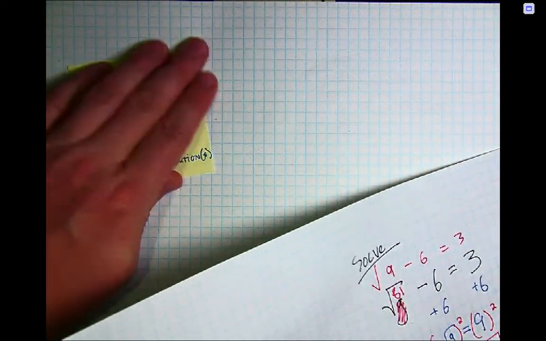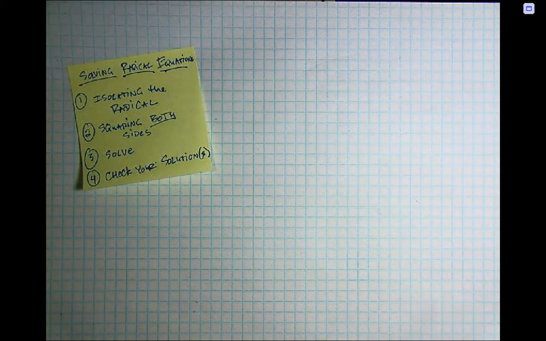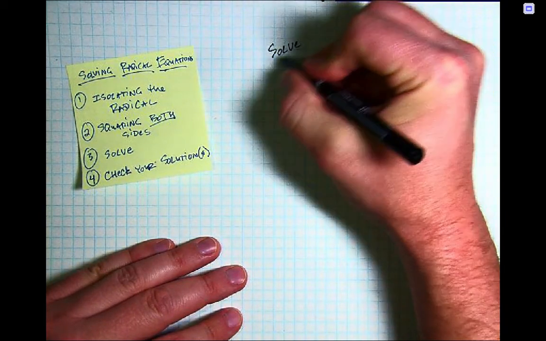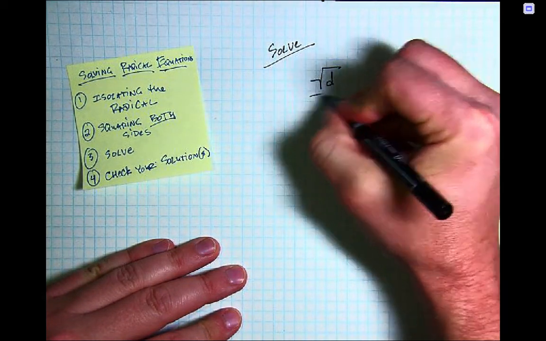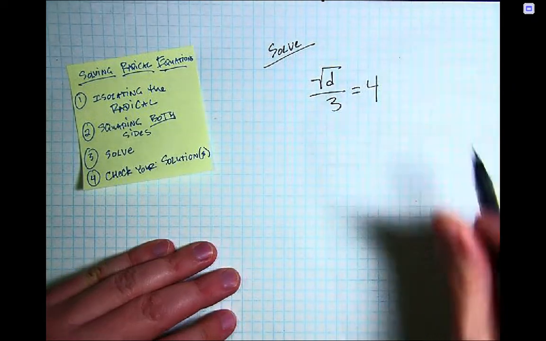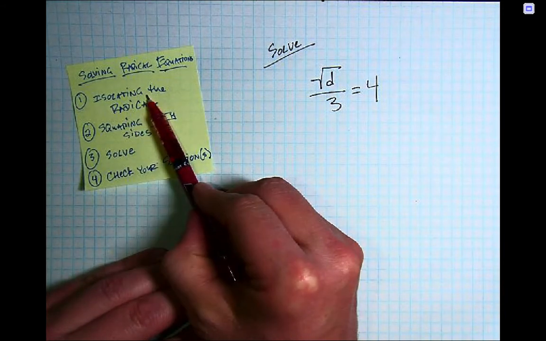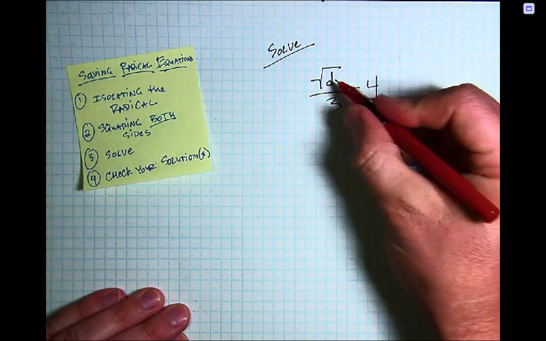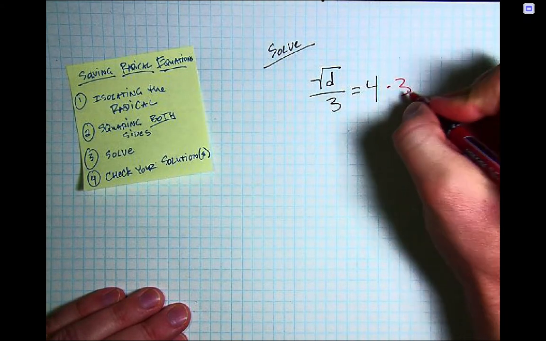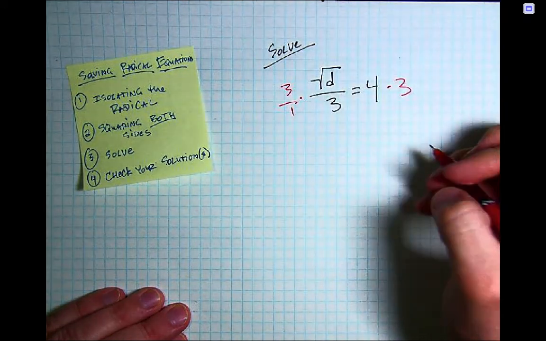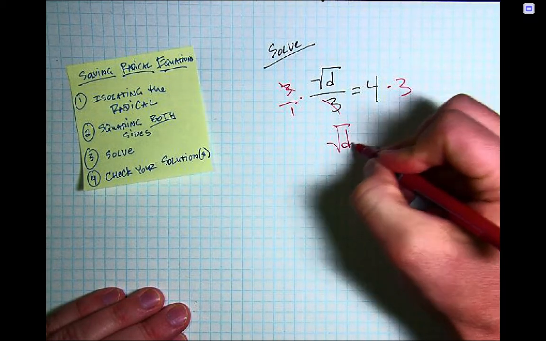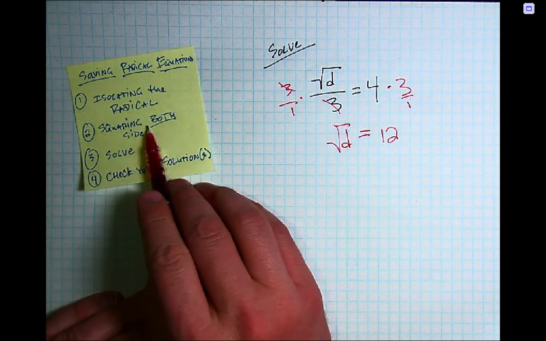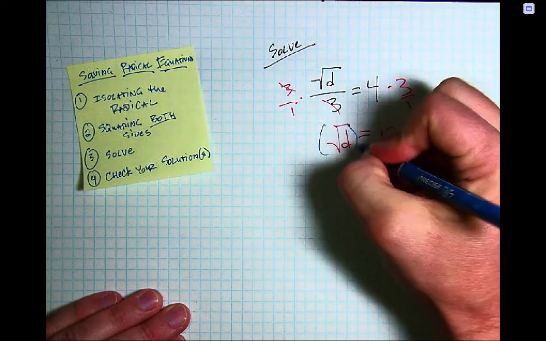Okay, let's see if we can take this same method and apply it to more problems. Let's say I'm trying to solve this: the square root of d over 3 is 4. Step 1 is isolate the radical. So how do I isolate the square root of d? I do the opposite of dividing by 3, which is multiplying by 3, so that the 3's cancel and I just have the square root of d equals 12.